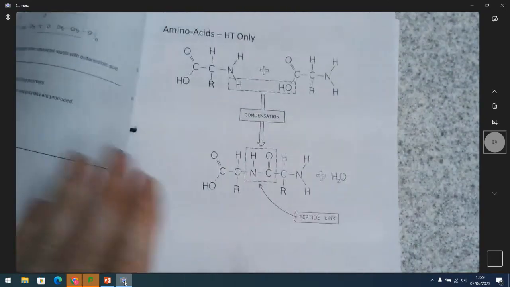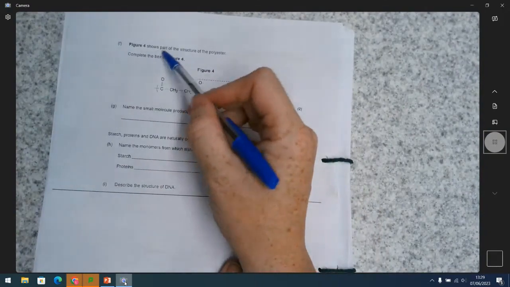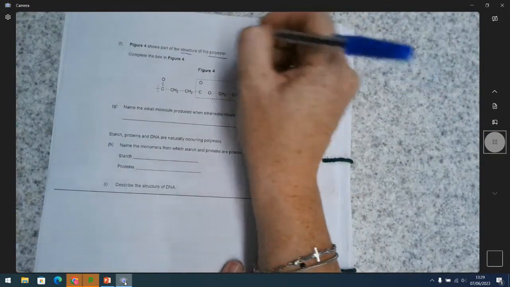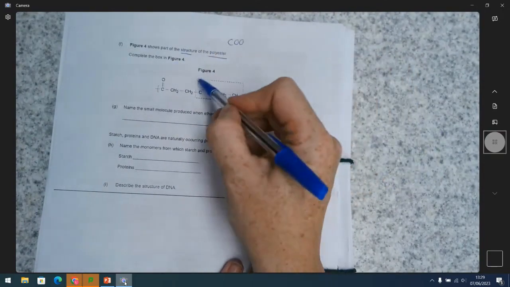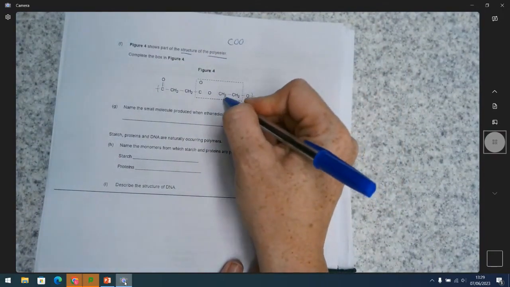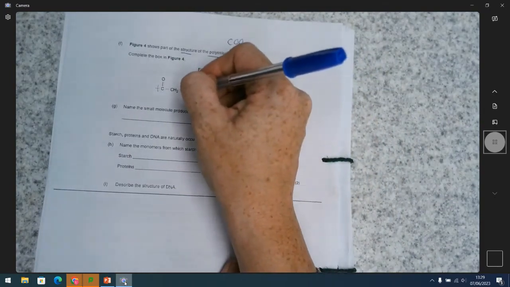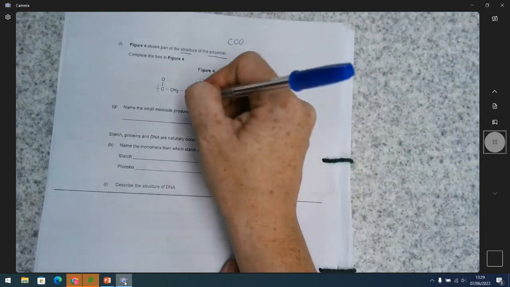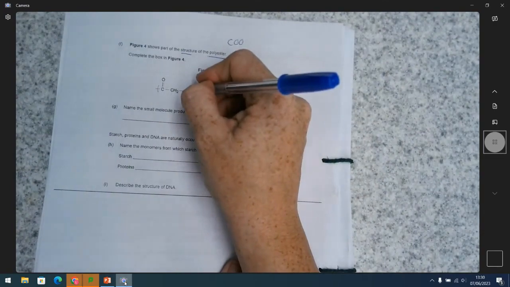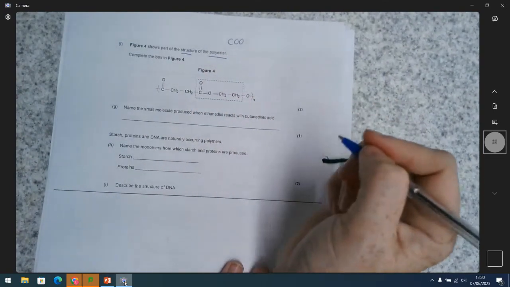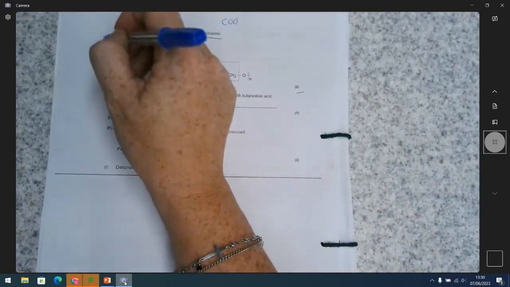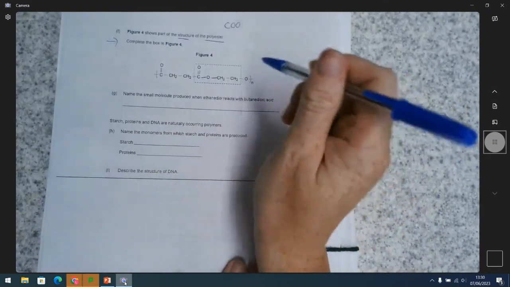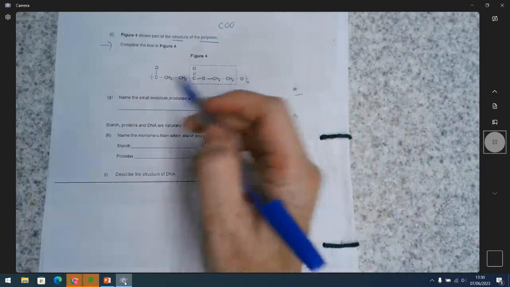Okay, let's look at another exam question on this. So figure 4 shows part of the structure of polyester. I'm thinking ester link again. Complete the box in figure 4. So they've given me the box, but I've got to look at the bonds between it. So I can see I've got an O, so that's going to have a double bond, single bond because the carbon needs to have 4 lines, and single bond like that, and that would be worth 2 marks. Again, these are the kinds of questions you can miss, so take your time, read the question carefully.